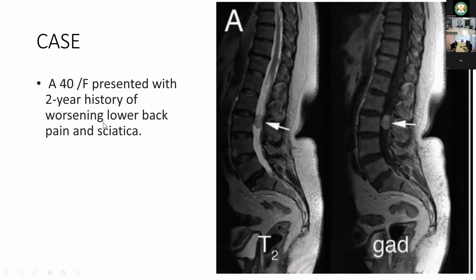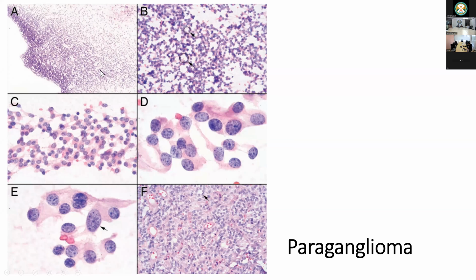Next case, a 40-year female presented with a 2-year history of worsening lower back pain and sciatica. This is a well circumscribed nodule which is showing uniform enhancement. Again, we can see this uniformly spread tumor with salt and pepper chromatin and some eosinophilic cytoplasm. In histopath, we can see this Zellballen pattern. This is a case of paraganglioma.